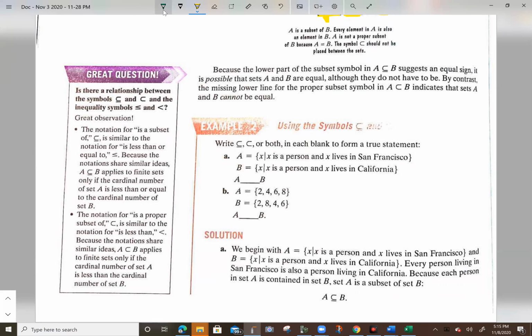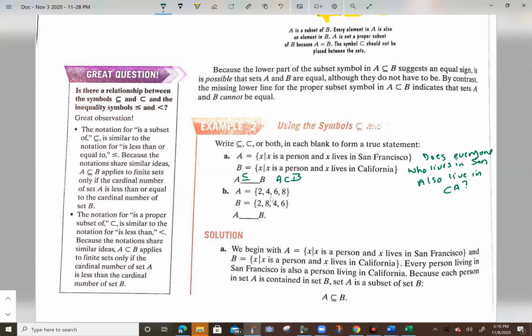So the question is, does everyone who lives in San Francisco also live in California? And if your answer is yes, then A is a subset of B, and it is also a proper subset, because people who live in San Francisco is a smaller amount of people than who live in California.